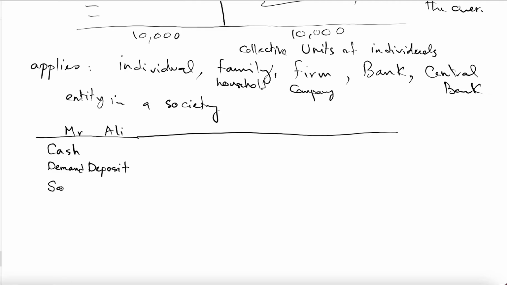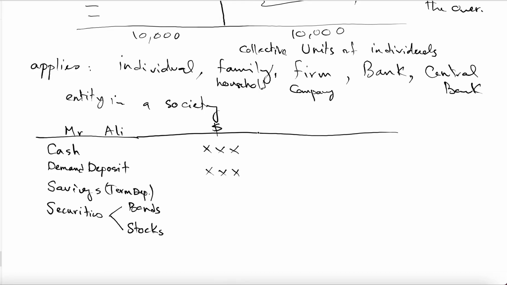And he's got some savings account or term deposits, and he might have some securities. Securities have two types: bonds, debt securities, or stocks, a company's stocks. So he might have some valuable papers which promise some money in the future. So all of these have some worth. I just don't write the value, but they are all in dollars. Okay, savings, securities, and let's move further down.